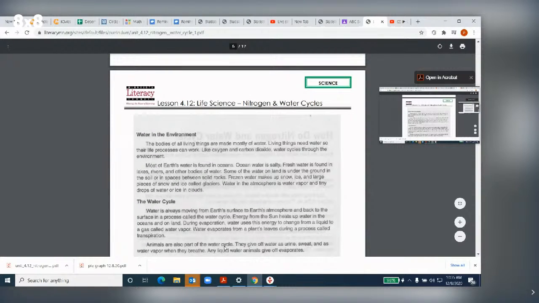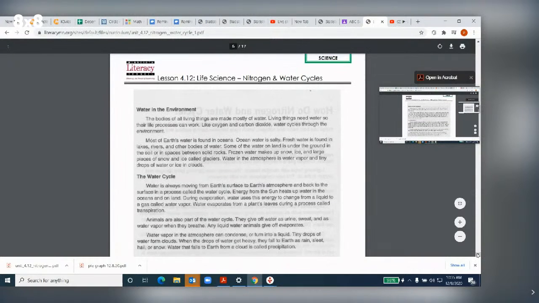Animals are also part of the water cycle. They give off water as urine, sweat, and as water vapor when they breathe. Any liquid water animals give off evaporates, just like our sweat evaporates too.